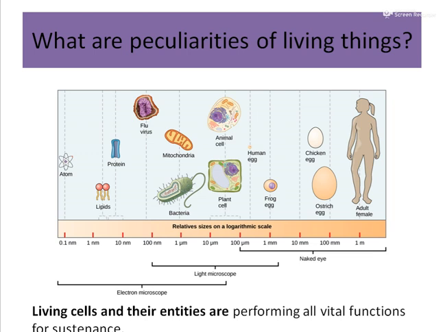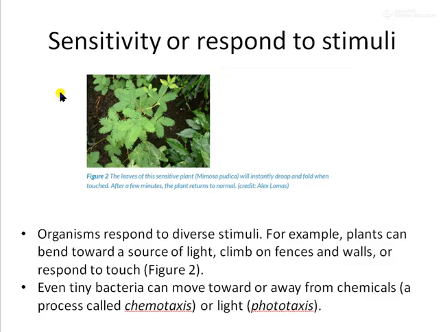In all these living forms, there are certain molecules which have been found to be common, like proteins, lipids, and so on. They will be common. In the coming sessions, we will be learning about what they are. Now, the second characteristic of a living thing is that they respond to a stimulus.